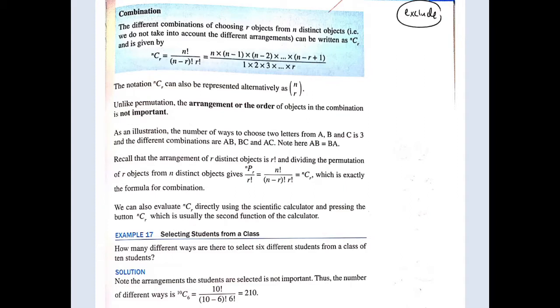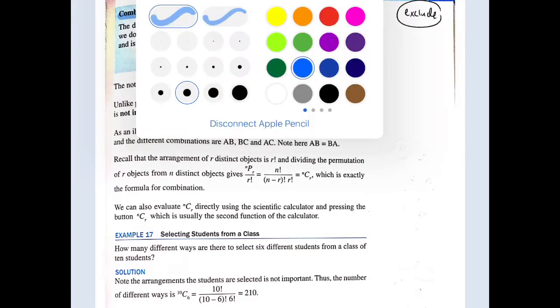Let's continue with the third part of the video on this topic, where we'll discuss the next topic, which is combination. So what is a combination? Combination is when you want to find different combinations of choosing R objects from N distinct objects. In this case, we don't want to take into account the different arrangements.